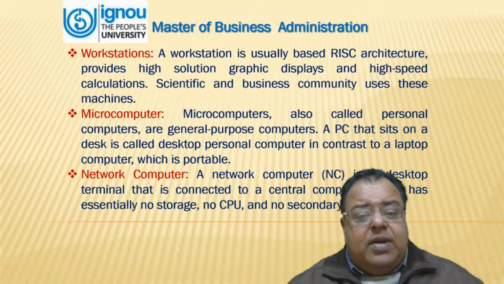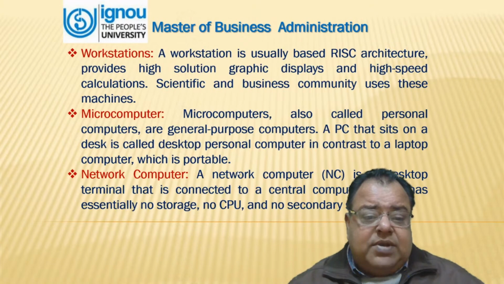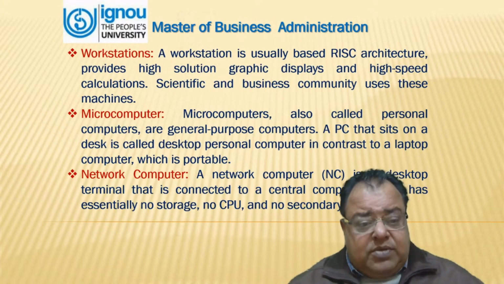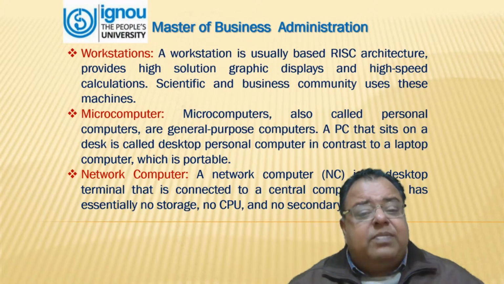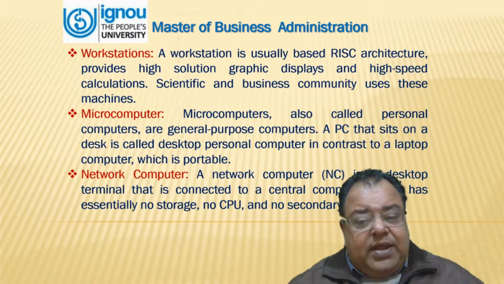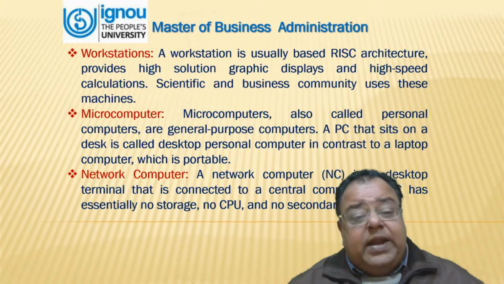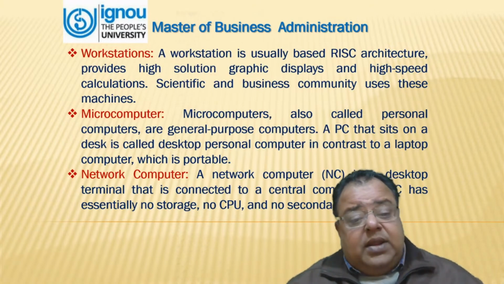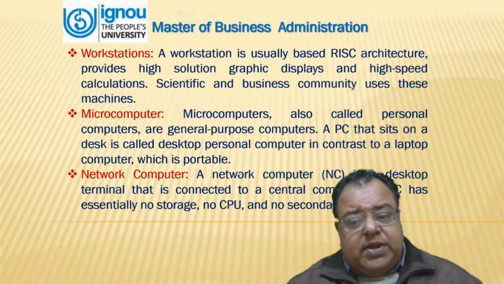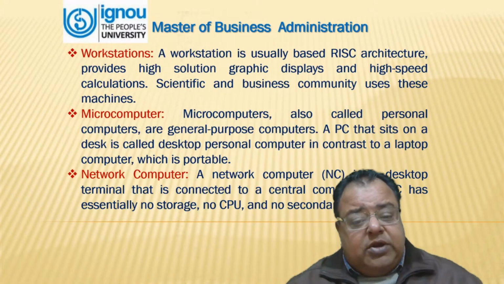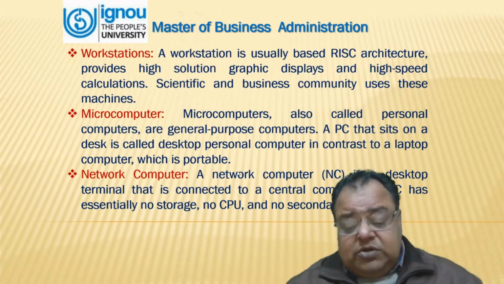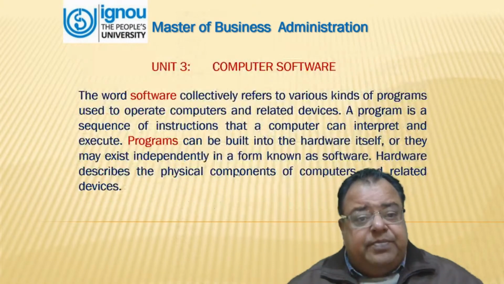Microcomputer. Microcomputers, also called personal computers, are general purpose computers. A PC that sits on a desk is called a desktop personal computer, in contrast to a laptop computer which is portable. Network computers. A network computer is a desktop terminal that is connected to a central computer. A network computer has essentially no storage, no CPU, and no secondary storage.